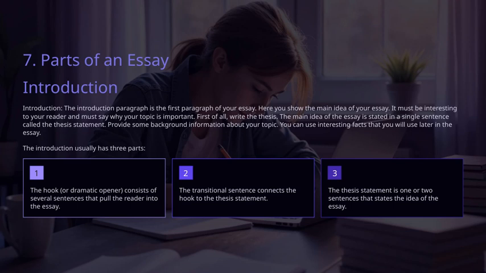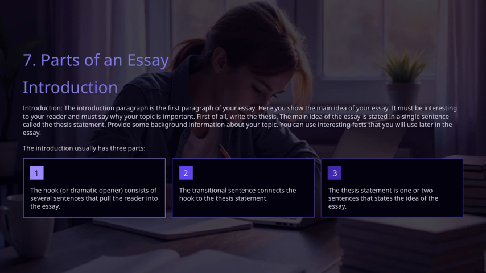The introduction is the very first paragraph of your essay, and it sets the stage for everything that follows. It's where you present the main idea, or what we call the thesis, which is usually a single sentence that clearly states the core message of your essay. It's important that your introduction is engaging, because you want to hook your reader right from the start and make them interested in what you have to say. To do that, you might start with a hook or a dramatic opener, something interesting or surprising, to grab attention. Then, you'll include a transitional sentence that links that hook to your thesis statement, ensuring a smooth flow. The thesis statement itself is the main idea, and it often appears at the end of the introduction.